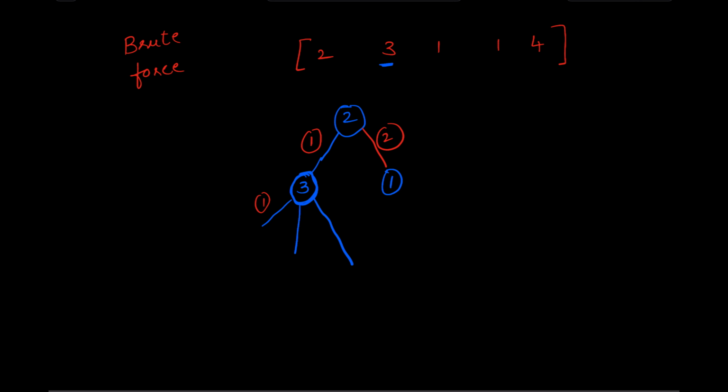Now from node 3, we have 3 options: to take a jump of size 1, 2 and 3. And after each jump, we'll check if we are at the last element in the array. If not, then we'll repeat the same cycle to go as deep as possible. In this case, making a jump of size 3 will take us to the last element, so we can stop the iteration and return true.